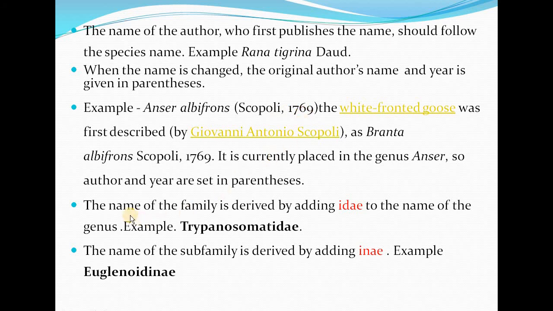The name of the family is derived by adding -idae to the name of the genus. If we take the example of Trypanosoma, the family is Trypanosomidae. In a similar case, the name of the subfamily is derived by adding -inae. Example, if we take Euglena, the subfamily will be Euglenoidini.